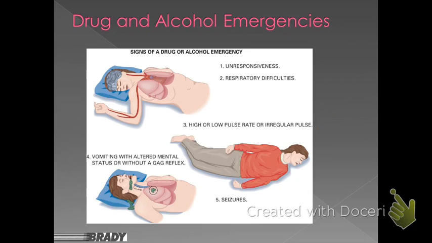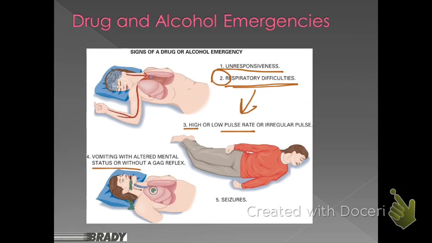So this is just a figure of the signs and symptoms that might be present in a suspected drug and or alcohol related emergency. So again, the number one sign would be unresponsiveness. And then if they're unresponsive, then they're probably going to have respiratory difficulties. Remember, if you are unresponsive, probably not breathing, decreased oxygen, it's going to lead to either a high or a low pulse rate, depending on what they took.